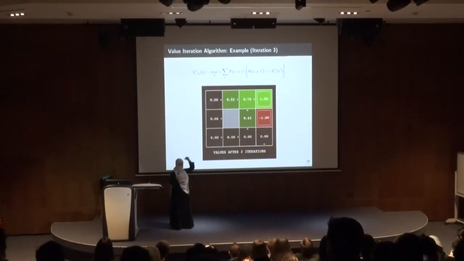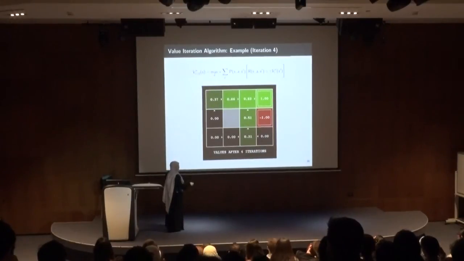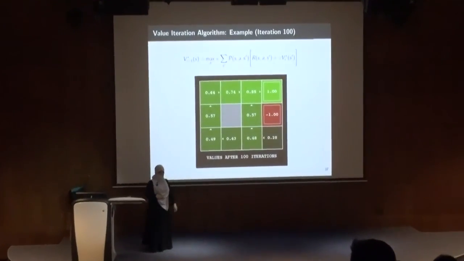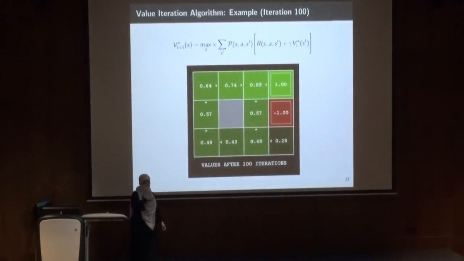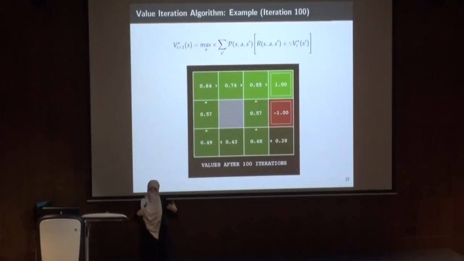Now I use the 0.72. So going up would give me a positive value. So the value of the state will be updated, and so on. After 4 iterations, 5, after 100 iterations, I will have this map. And again, the arrows are the policy. And the policy is to the state that gives me the higher reward.